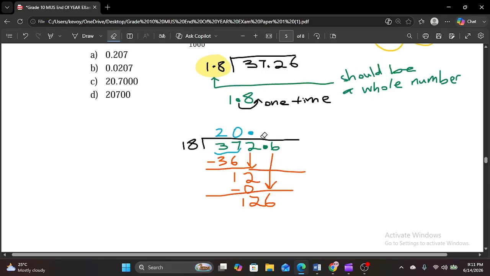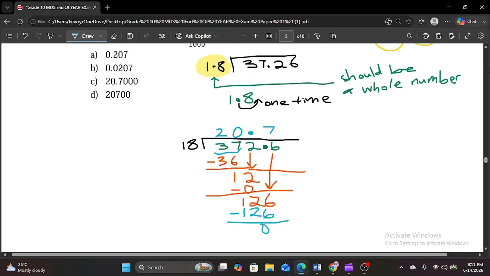So what I am going to do now, I'm just going to divide how many times 18 can go into 126. So 18 goes into 126 7 times. So let's write it down. 7, because 7 times 18 is going to equal 126. After you subtract, you have nothing remaining.